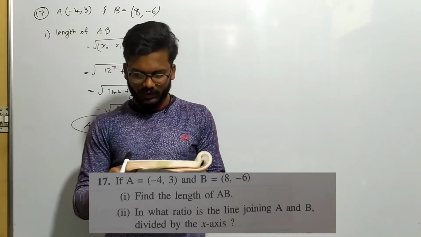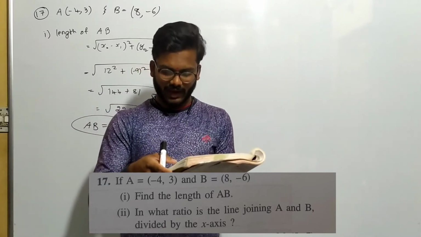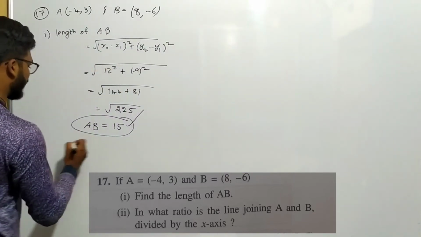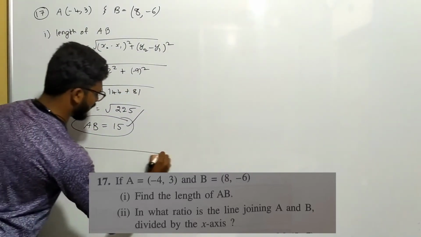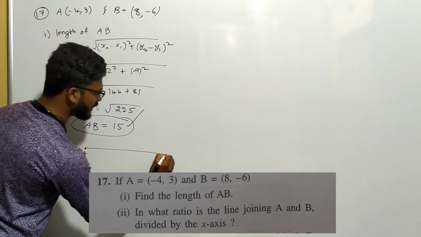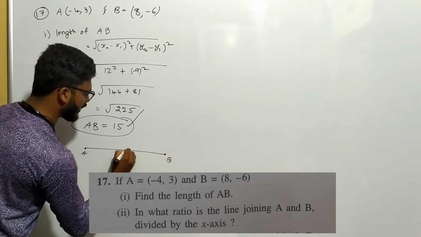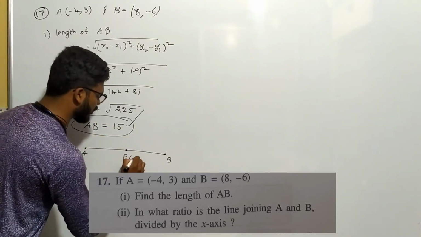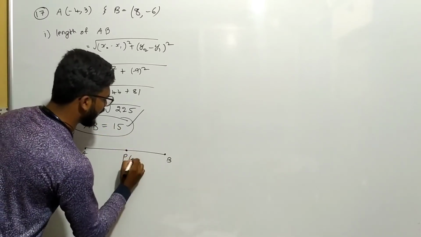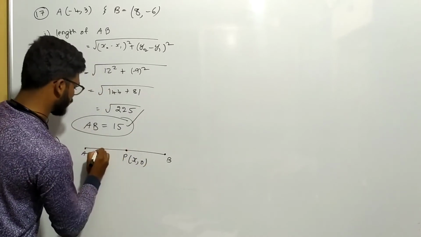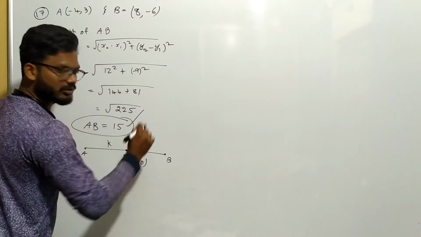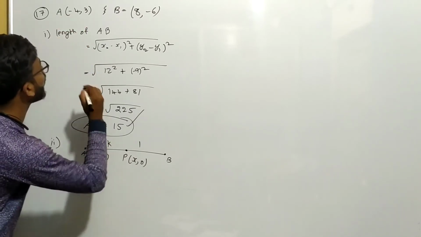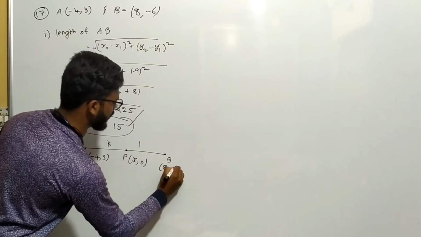And the second one: in what ratio is the line segment joining AB divided by the x-axis? In the same problem, what do we have to find? In what ratio the line segment AB is divided by the x-axis. X-axis means y coordinate is 0, right? So let the point be x comma 0 and the ratio be k is to 1, and the points are minus 4 comma 3 and 8 comma minus 6.